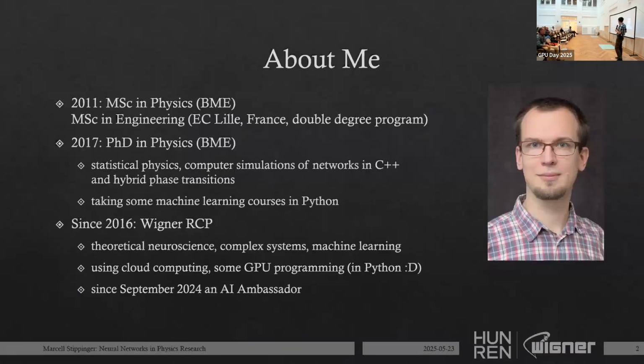Okay, so I have a degree in physics, and I also did my PhD in physics, and it was still about programming and simulation in C++. But I have taken some machine learning classes. That was classic machine learning. That was the thing at the time. But since then, I've played around with some GPU programming in Python. You can ask about it.